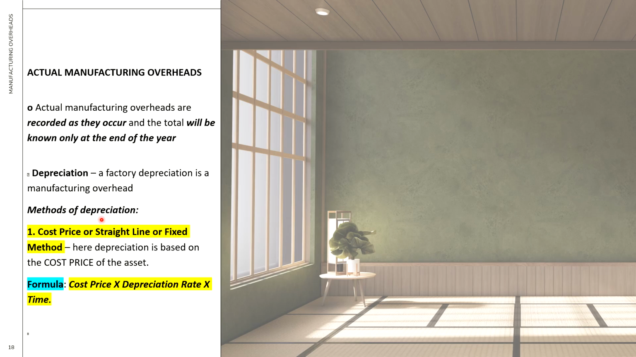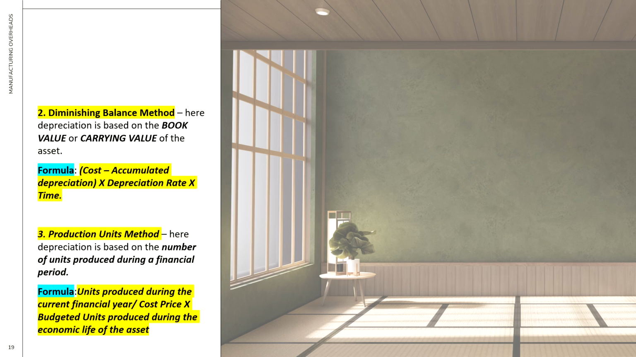So we have these 3 methods of depreciation. I think we know 2 by now. The cost price or straight line or fixed method, whereby depreciation is based on the cost price of the asset, and then your formula will be your cost price multiplied by the depreciation rate multiplied by the period or time. Okay, the second one is the diminishing balance method.